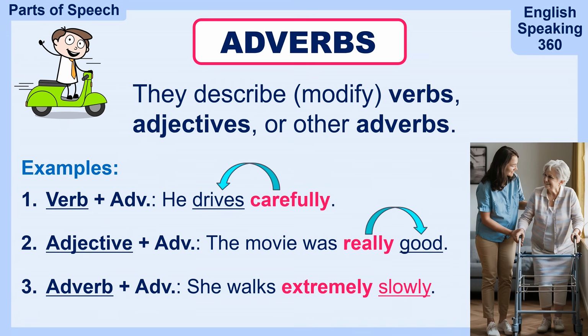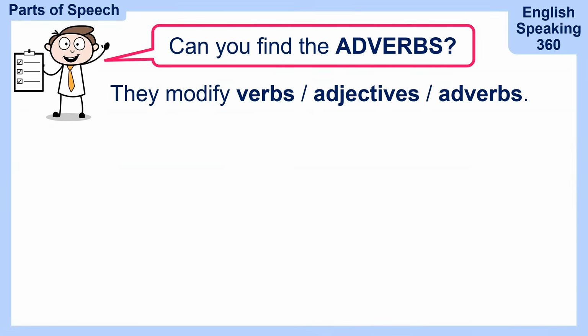She walks extremely slowly. In this case, slowly is an adverb that modifies the verb walks. But that's not the one we're interested in now. We are interested in extremely, extremely slowly. She walks slowly is a great sentence, but she walks extremely slowly, much stronger. So extremely modifies the adverb slowly. Can you find the adverbs?